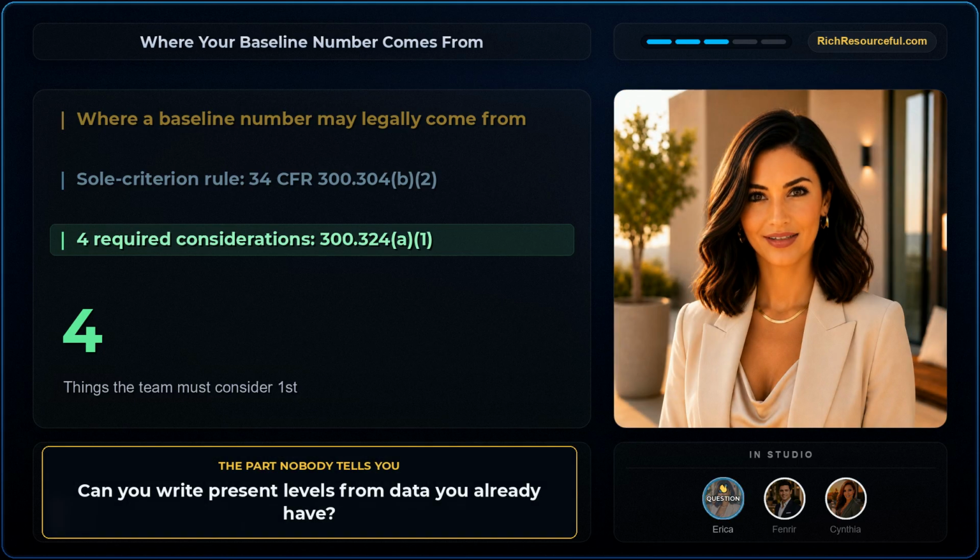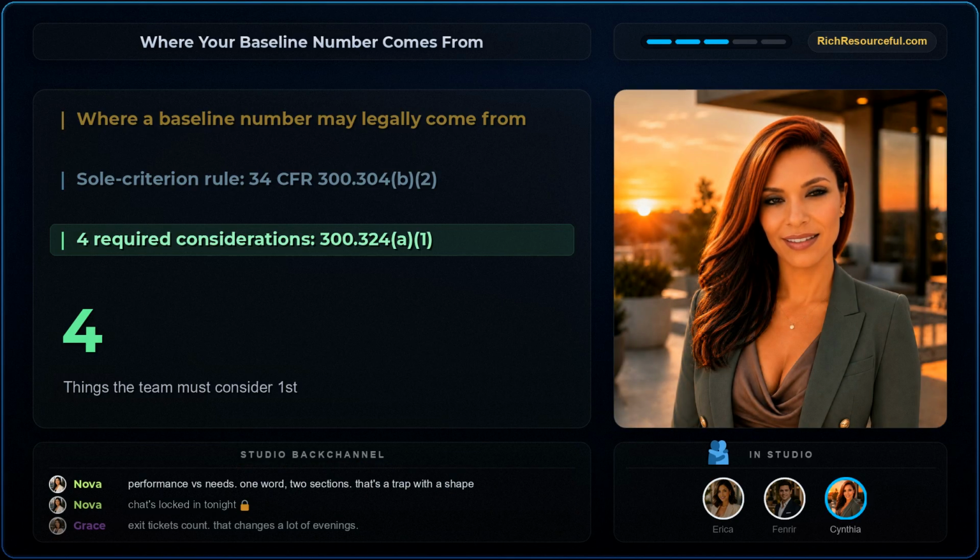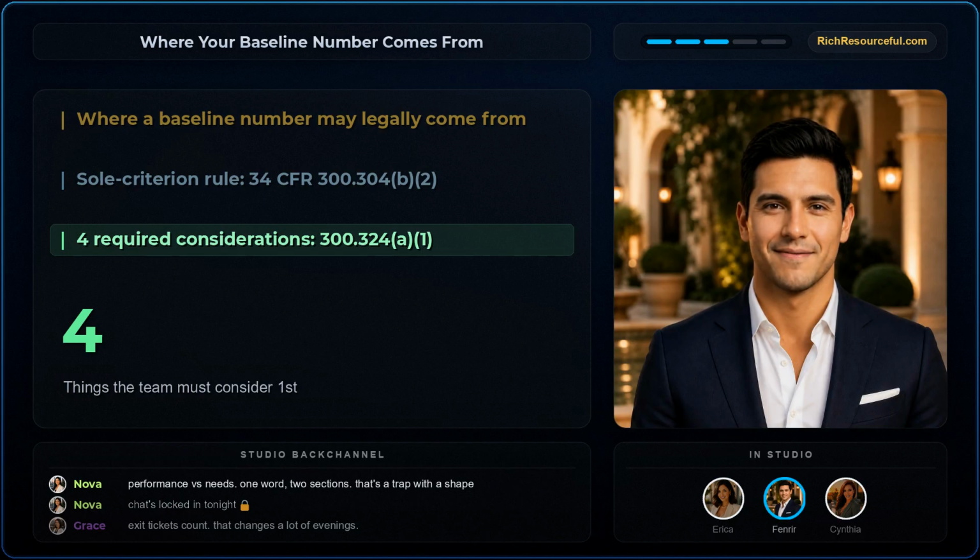The version a first-year teacher asks at 4 in the afternoon is smaller. Can you write present levels from data you already have? Most of the time, yes. You aren't short of evidence. You're short of a sentence that names it. Everything so far you control alone. Next, somebody else reads it back to you out loud 12 months from now.